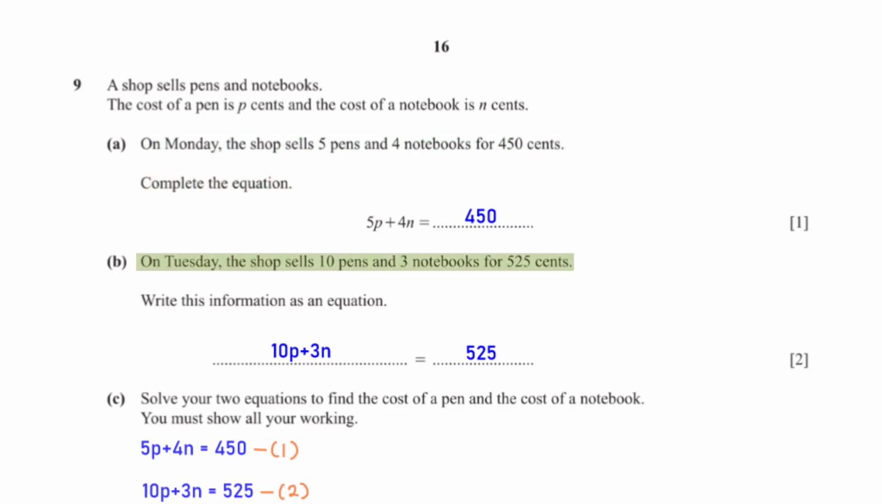On Tuesday, the shop sells 10 pens and 3 notebooks for 525 cents. Write this information as an equation. Similar to the previous solution, we can write this as 10p plus 3n equals 525.